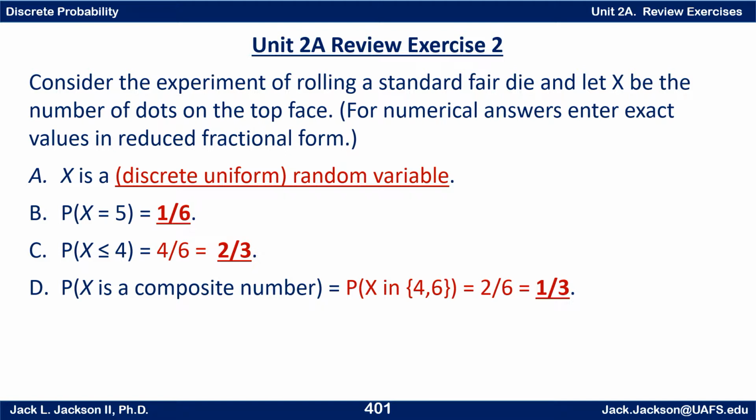And 1 is neither prime nor composite. It only has 1 factor. At least as far as the numbers on the die go, those are the only possibilities. So, there are 2 composite numbers possible on the die out of 6 total. So the probability that you roll a composite number is 2/6, which reduces to 1/3.